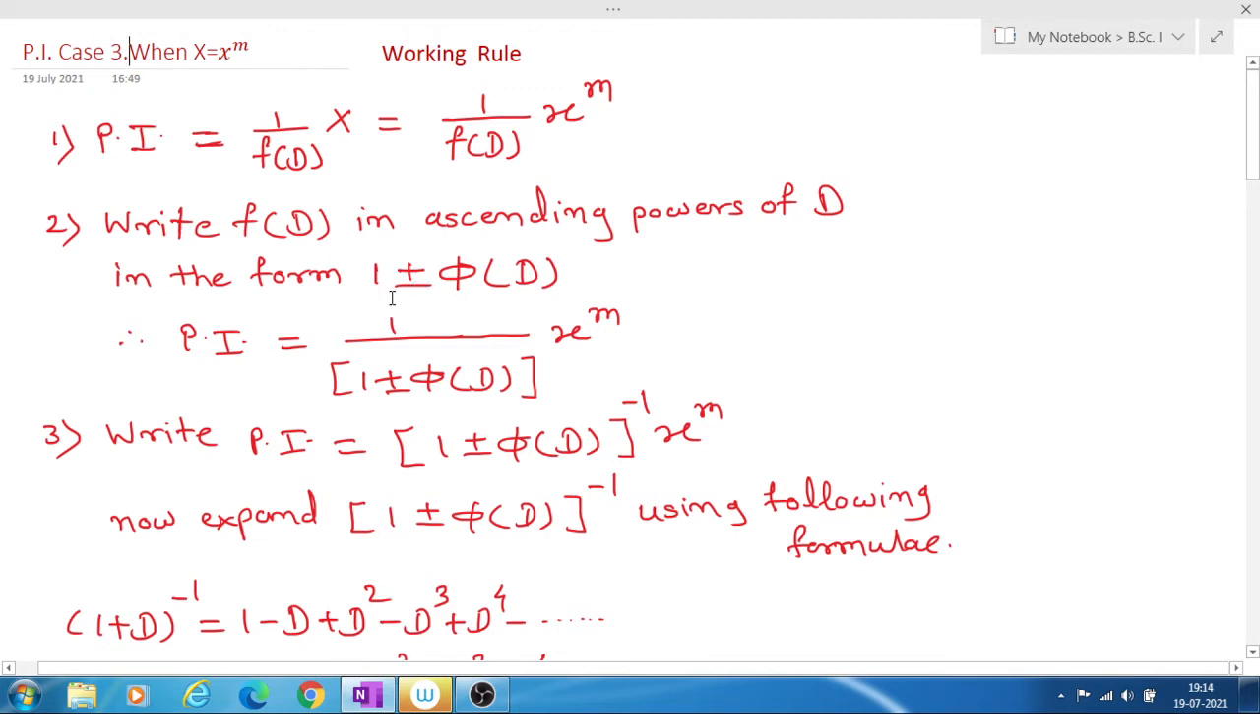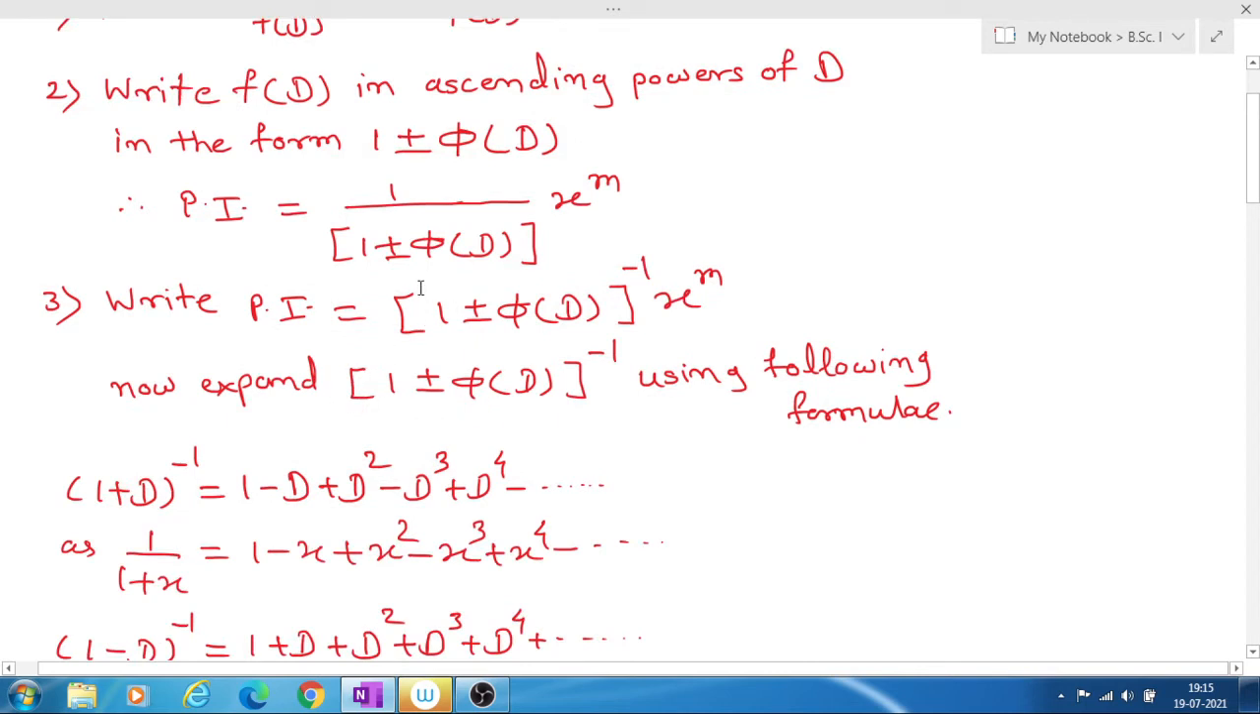For that, if necessary, or if there is a need, you have to take any term common from f(D), and then in the bracket you will get 1 plus some function of D, phi(D), or 1 minus some function of D. So in this form you write f(D), then PI will be 1 upon 1 plus or minus phi(D).